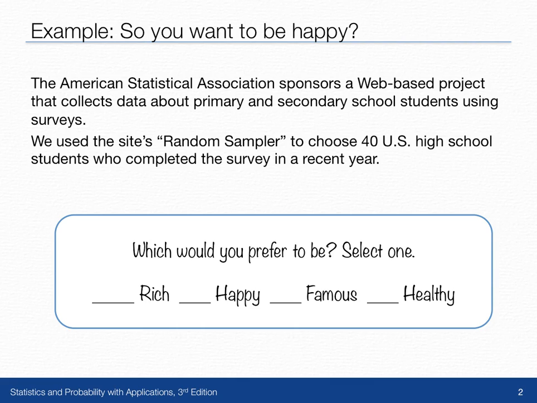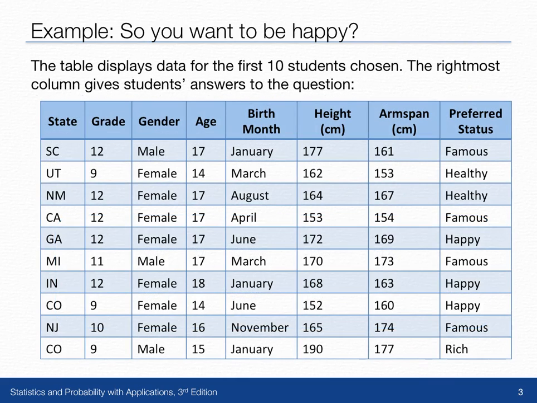One of the questions asked the students which they would prefer to be: rich, happy, famous, or healthy. The table below displays data for the first 10 students chosen. The rightmost column gives students' answers to the question.